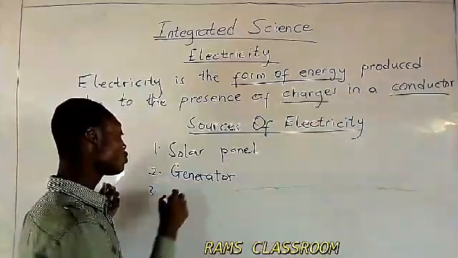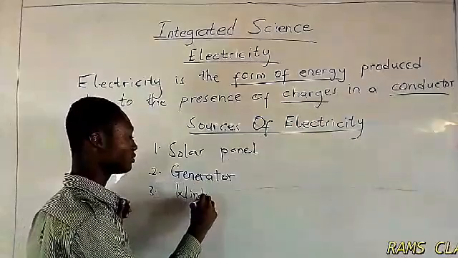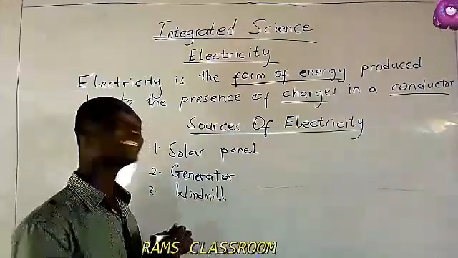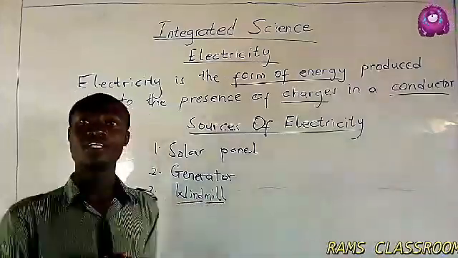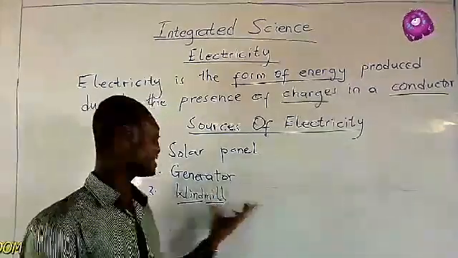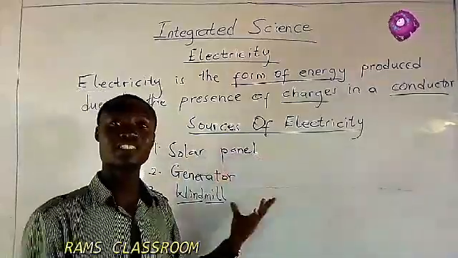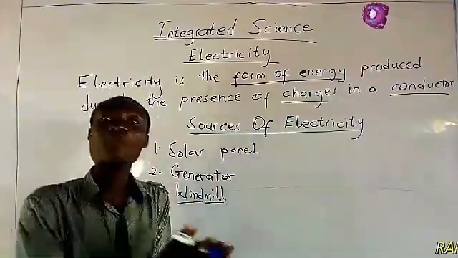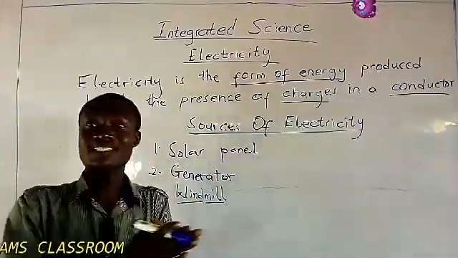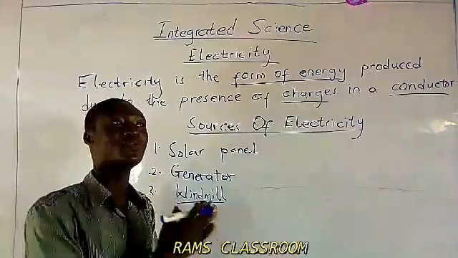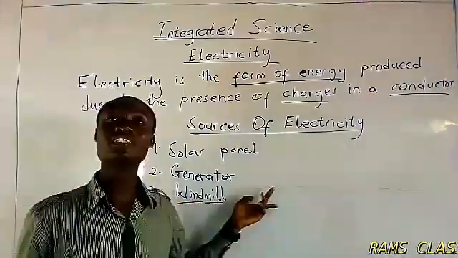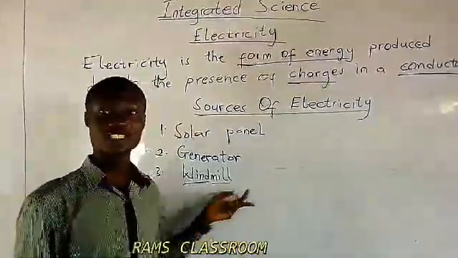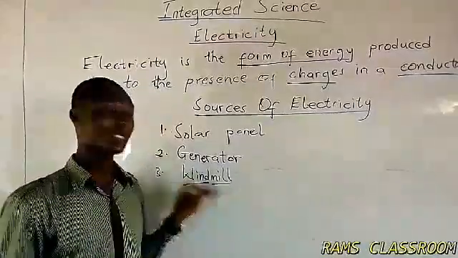Now let's look at the third one. We can also talk of what we call the windmill. As the name suggests, wind and mill. The windmill here is a device, as we have the generator and the solar panel. But this one, when air blows, the air is moving with a certain energy or current. We have something called air current. So what this windmill does is convert the energy with which the air is moving into electricity. So we can also get electricity from the windmill.